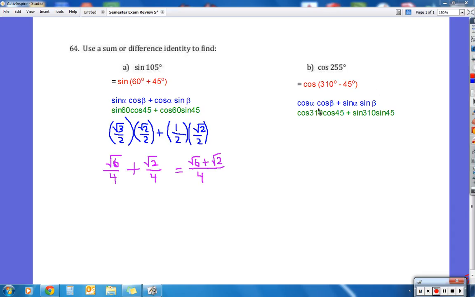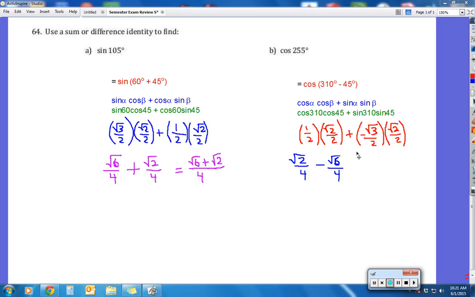Notice on cosine we're going to multiply the cosine of the two angles together, and then we're going to multiply the two sines together. And notice the operation now is opposite of whatever we have in our parentheses. So since we're finding the difference, we're actually going to add in our identity. So I'm going to replace alpha and beta into the identity.